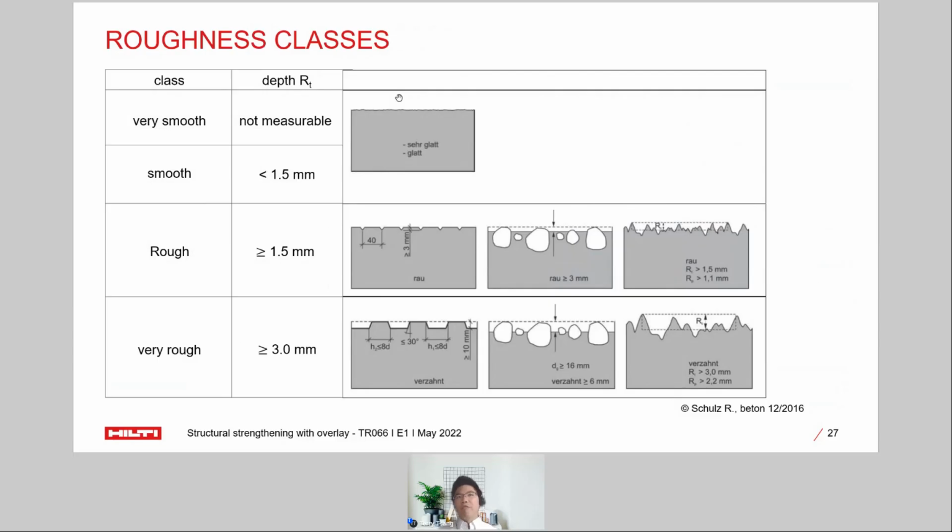You have the rough one, which is an R number equal to or larger than 1.5 mm, and the very rough one, where again you see the aggregate is fully exposed and the rough depth is larger than 3 mm.